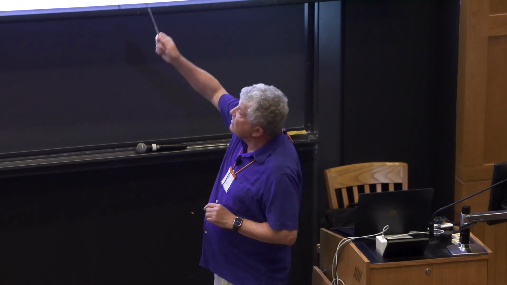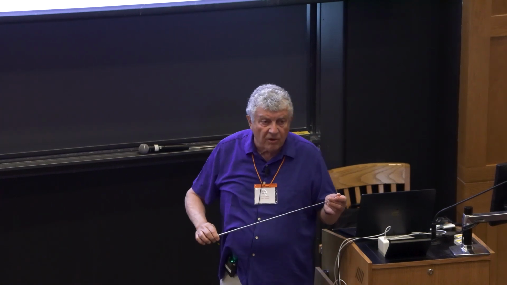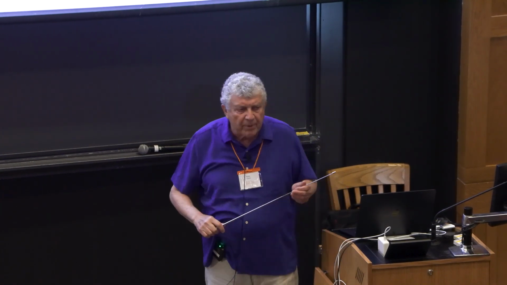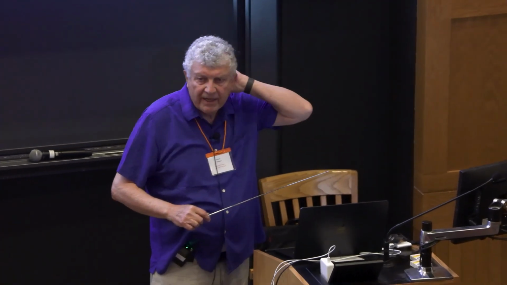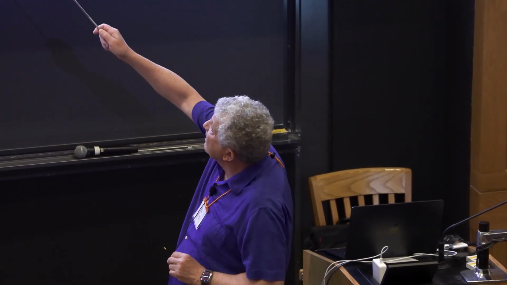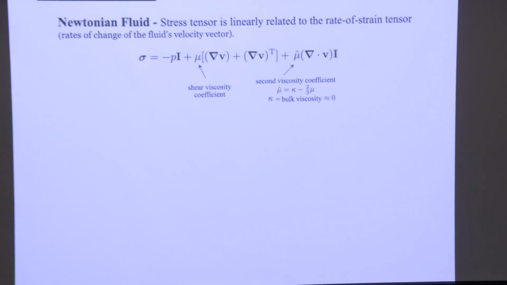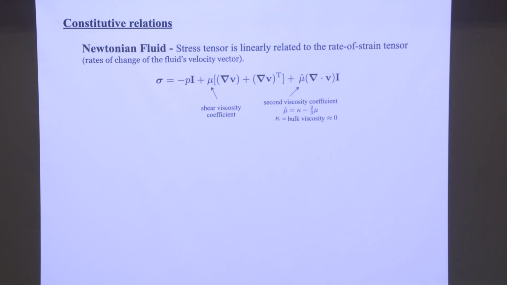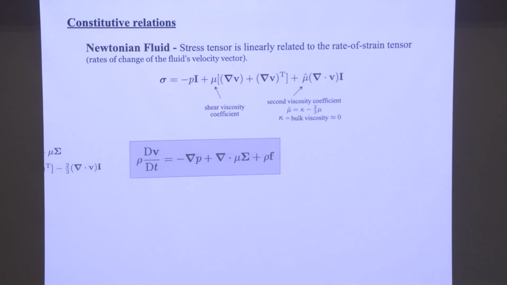Mu hat is known as the second viscosity coefficient, and there are very few examples, perhaps in combustion, where that turns out to be important. Again, remember, this is a constitutive relation, so mu and mu hat are determined empirically for different fluids. So this is one of the unknowns.